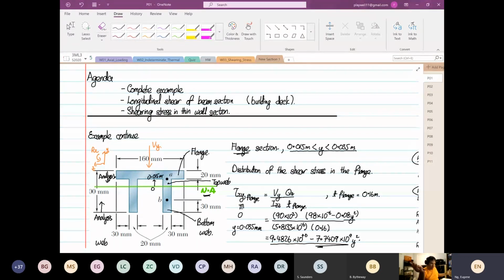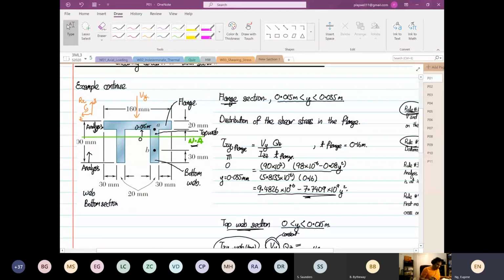Last week we had a long example. We have a cross section like what you see. We calculated the flange section. Just to recall, this is what we call the flange. And then we came up with an expression for the shear stress for the flange. This equation will only work from y = 0.05 up to 0.035. The centroid, where I'm highlighting, is the datum. The location of the datum is at the centroid.